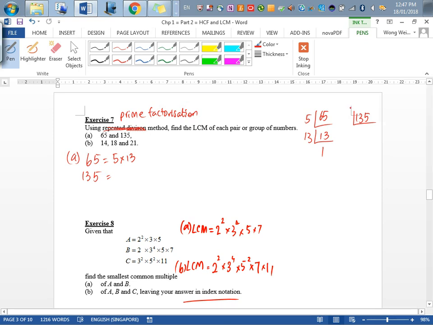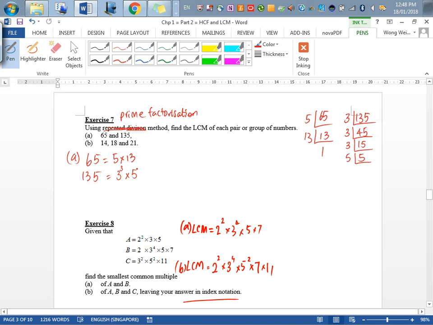So this is divisible by 3, and I will get 45. Now, is this divisible by 3? How do we know? 4 plus 5 is 9, so 9 is divisible by 3 again, right? So it's simple small numbers we will get. By 3 you get 15. And from here we don't need to test already because we memorized our times table, right? So this is again divisible by 3, I get 5. By 5 I get 1. Okay? So 135 is equal to 3 cubed times 5.